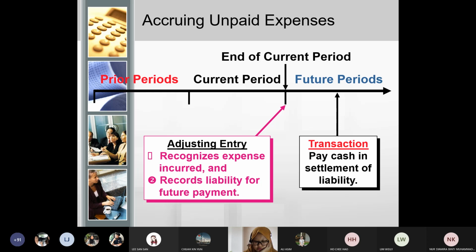So here we will record the expenses at the end of the year only. We delay the recognition of the expenses. In the adjustment entry, we will debit the expense account and credit the liability account. We debit expense because we have to recognize the expense incurred, and we credit the liability to increase the liability.